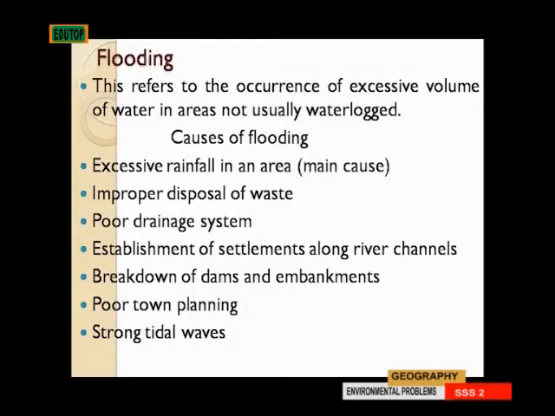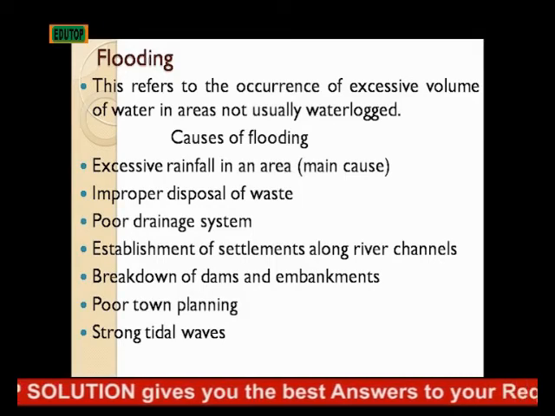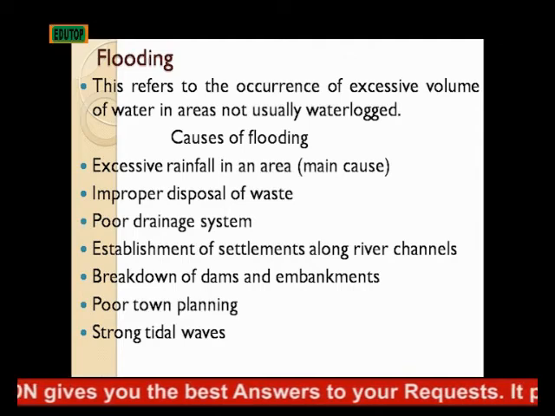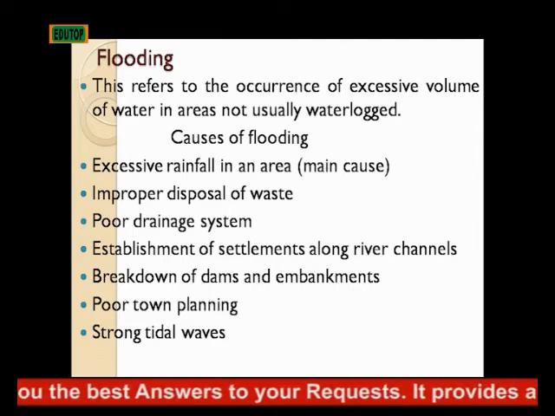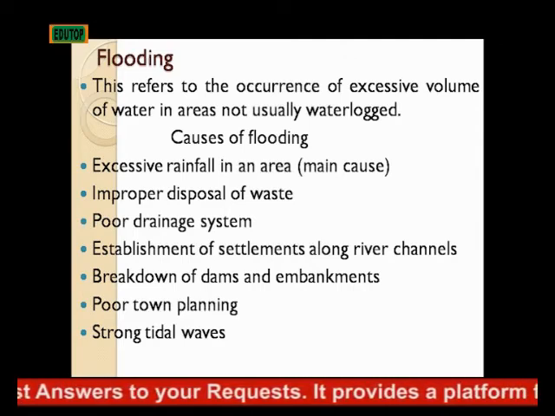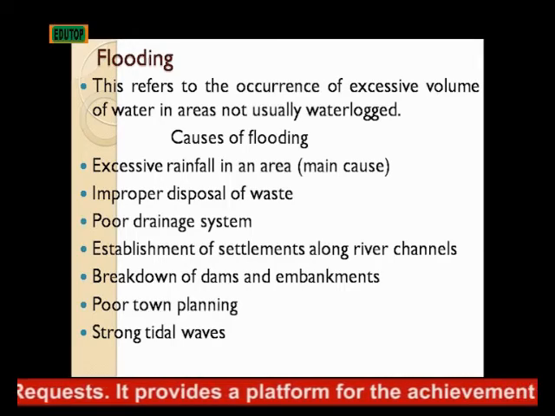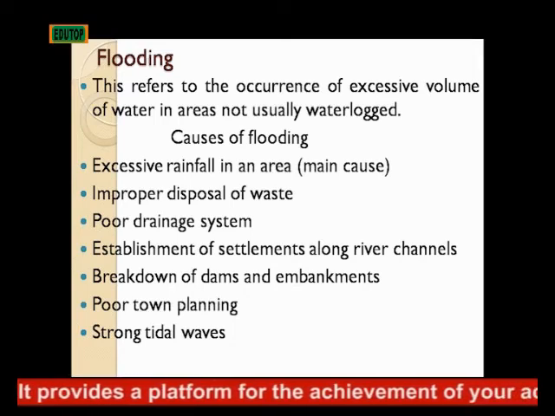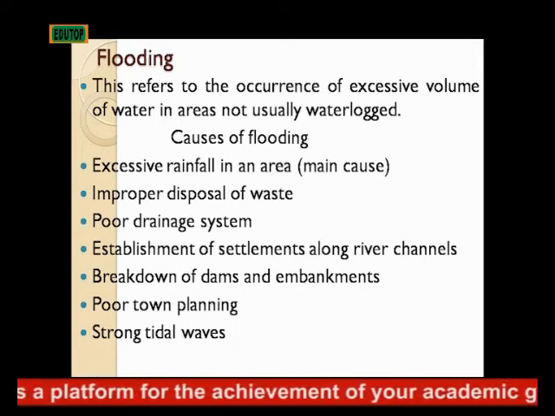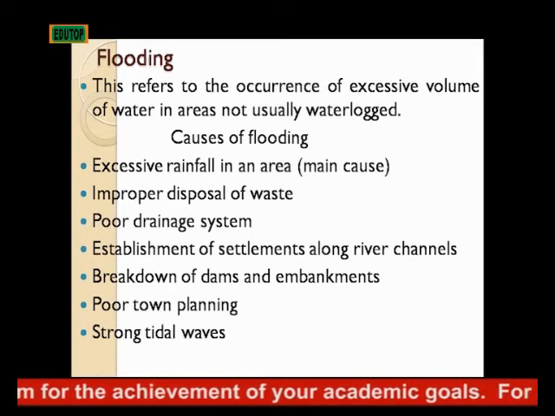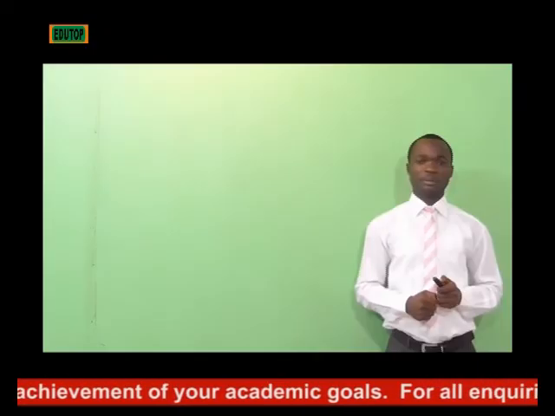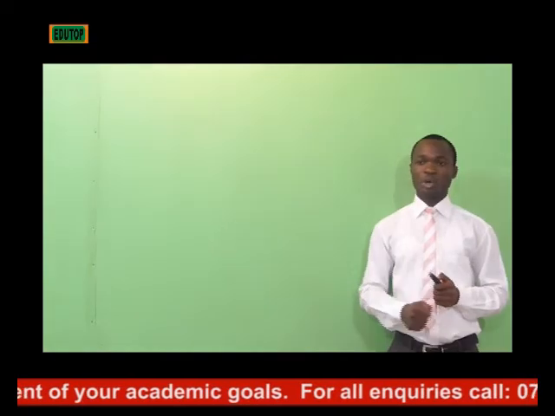Let's look at another environmental problem, flooding. Flooding here refers to the occurrence of excessive volume of water in an area that was usually not waterlogged. And this is caused by excessive rainfall in that area. This is more or less the main cause of flooding in any given area. It could also be as a result of improper disposal of waste.